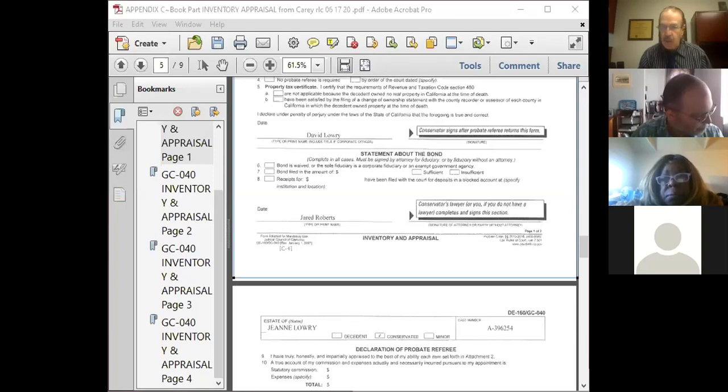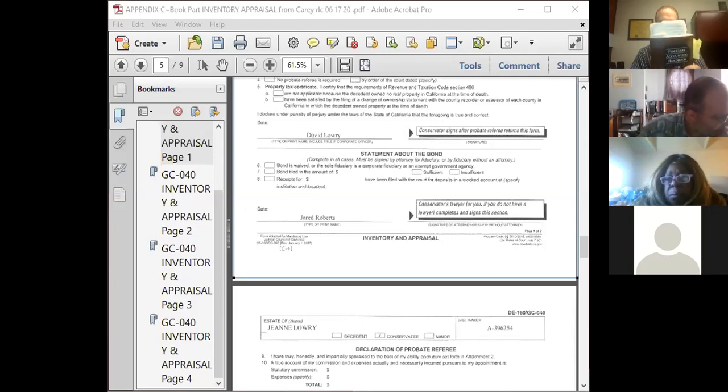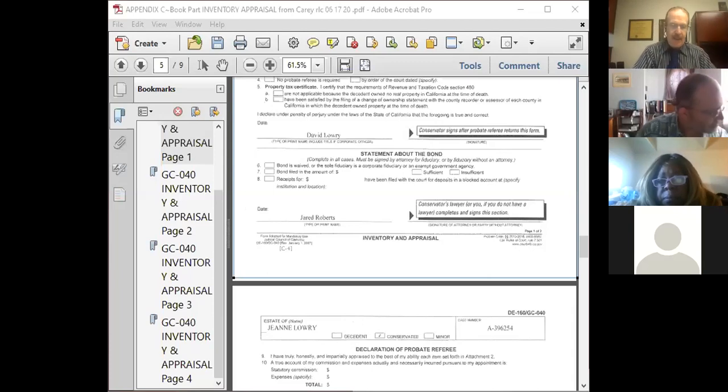And there was a question about where to buy the book, Fiduciary Accounting Handbook. It is published by CEB, Continuing Education of the Bar in Oakland, and you can get that at their website. I believe there's a copy of it at the Contra Costa County Law Library. I'm assuming it's available on Amazon. I don't recall where I got mine. But that's where you get it. It's basically a CEB book.